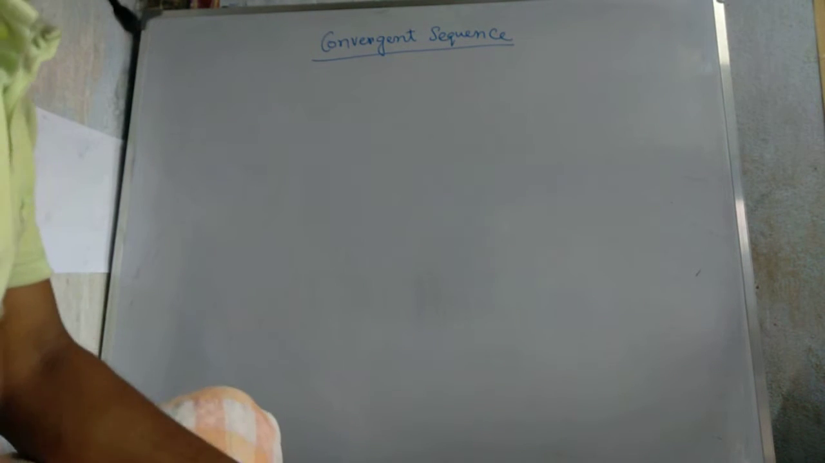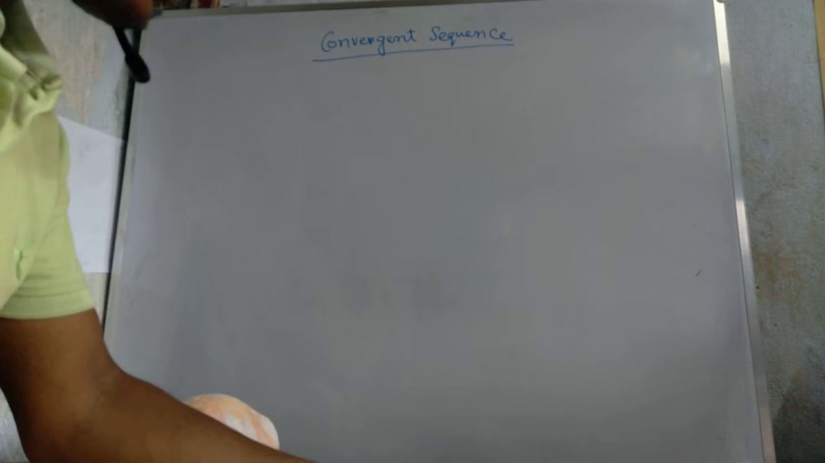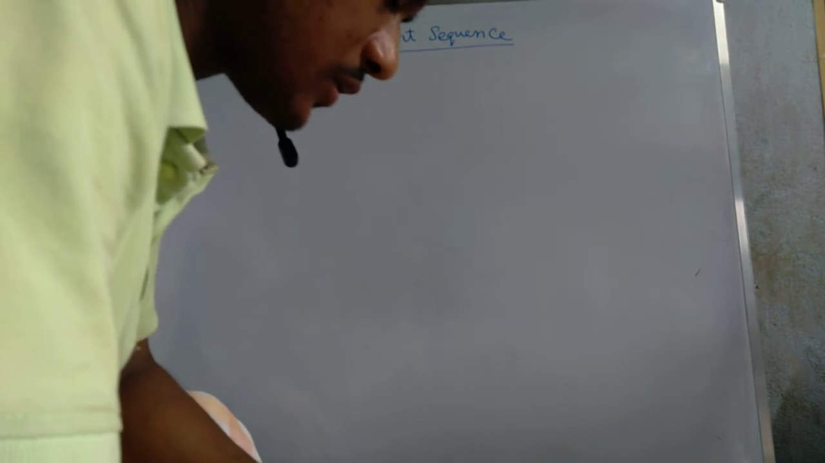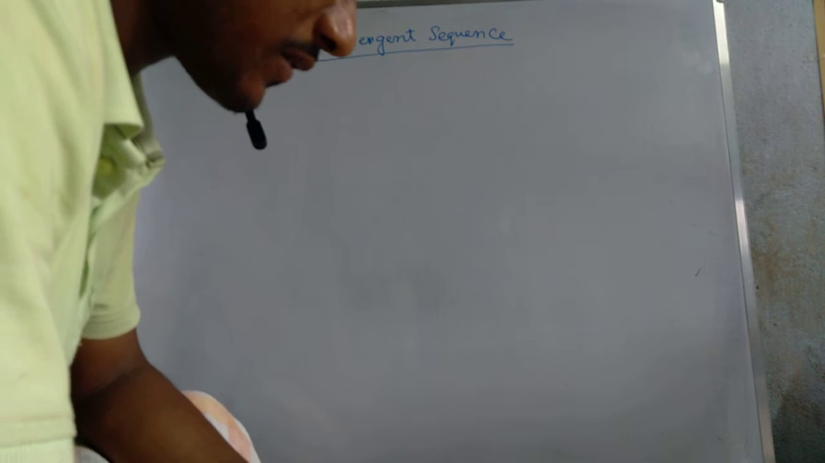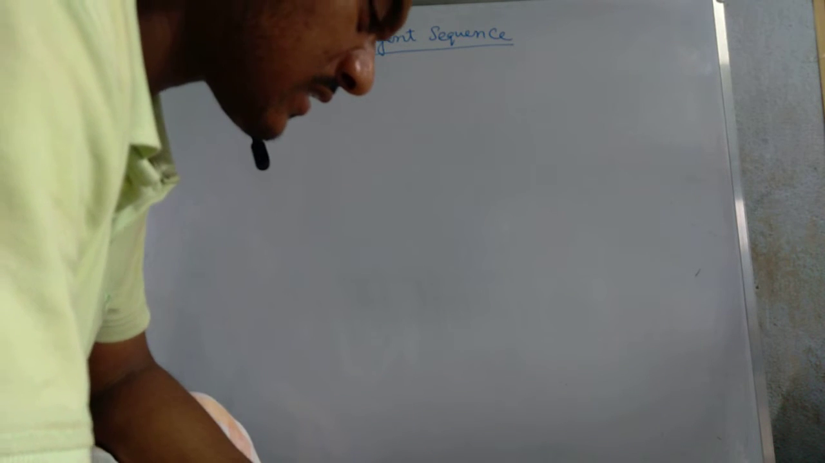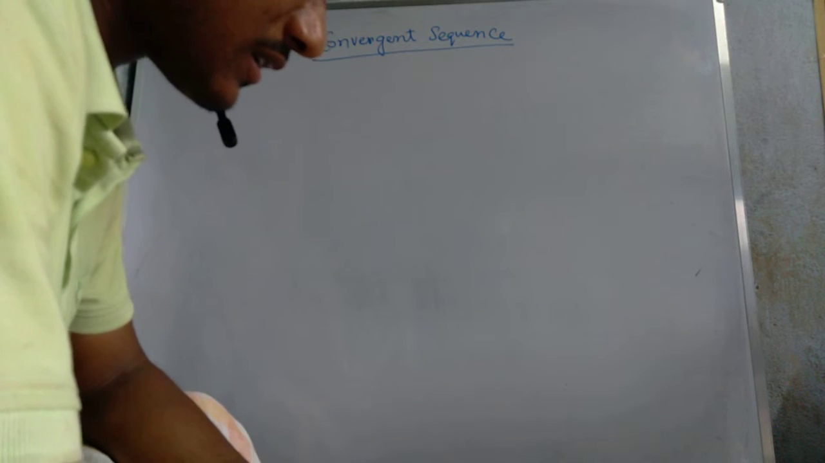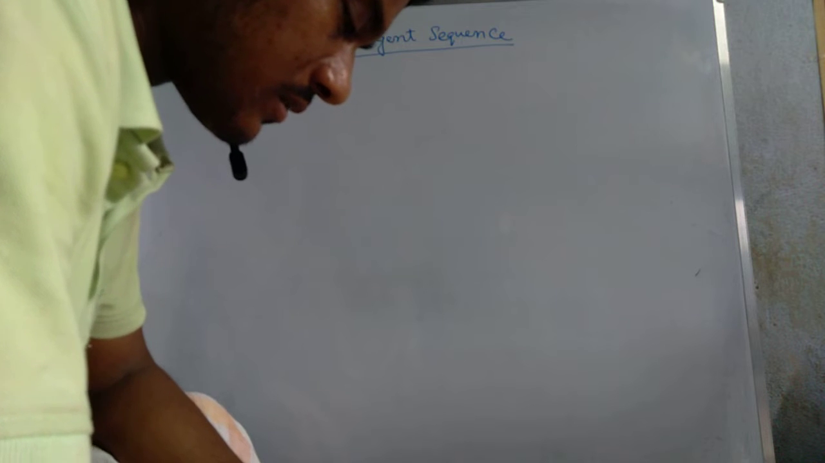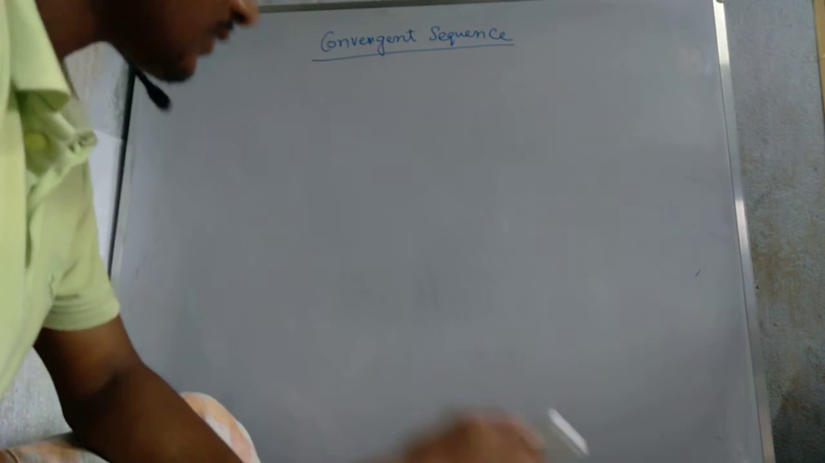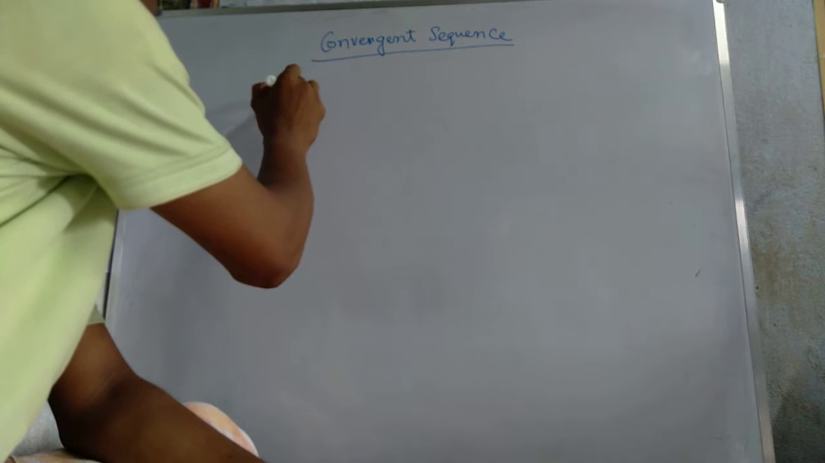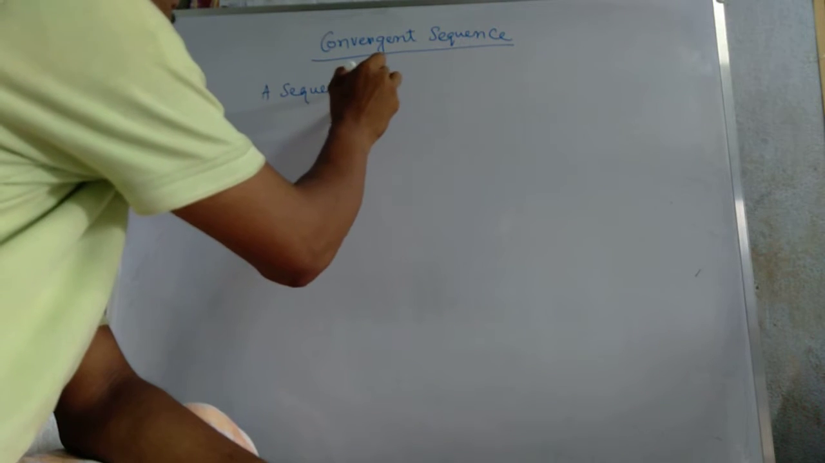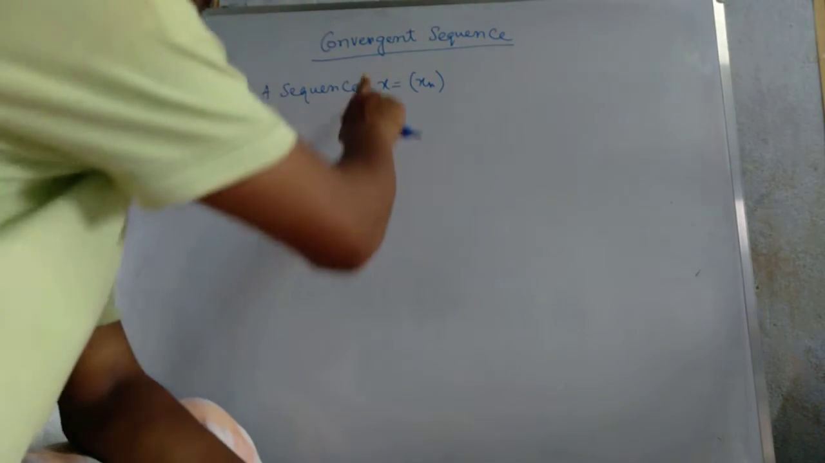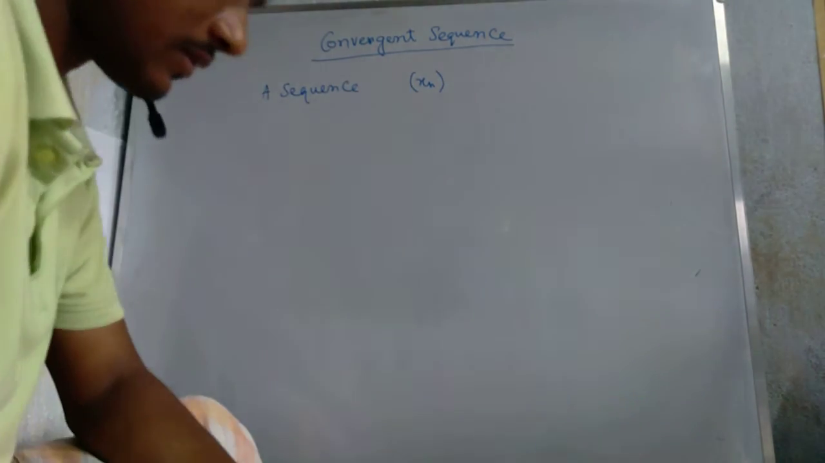Today we discuss convergent sequences. Convergent sequence, we write the definition first. A sequence in a metric space X is a function from N into X. Then we write it as (xn), and this convergent means a sequence xn.